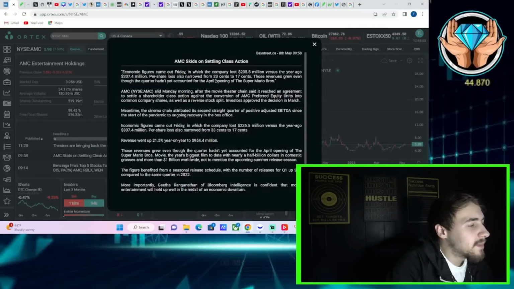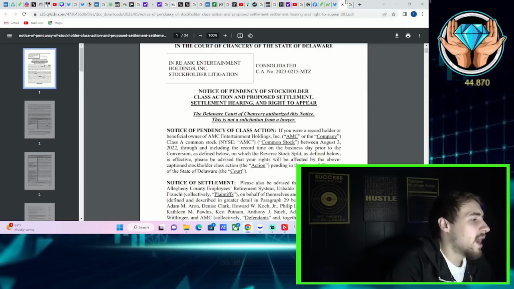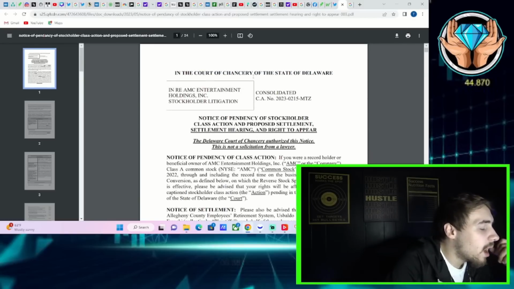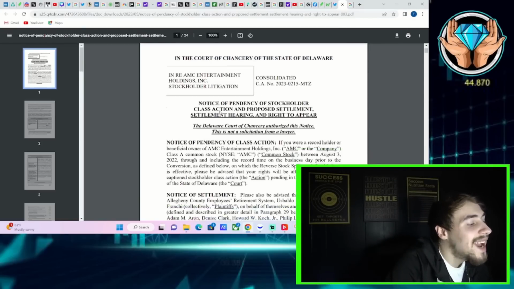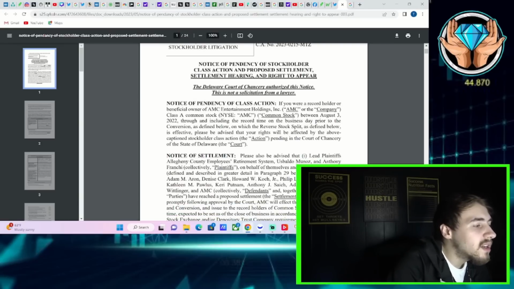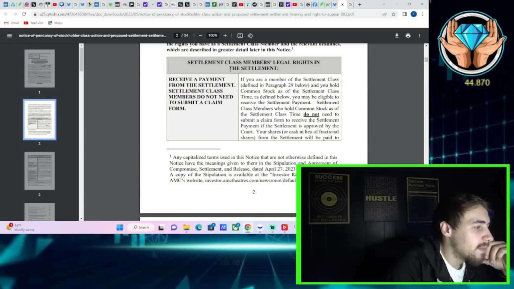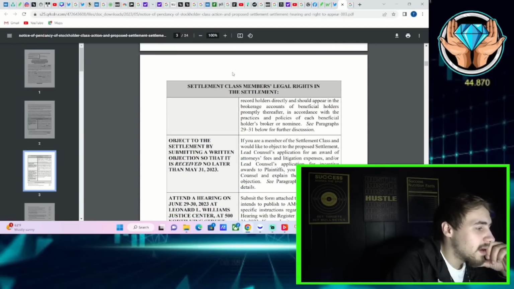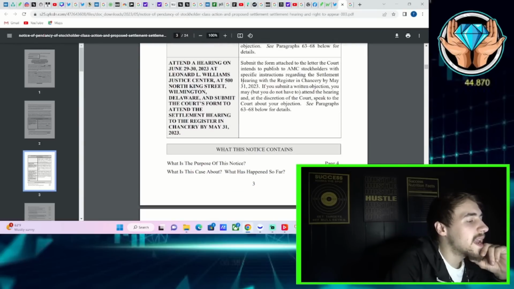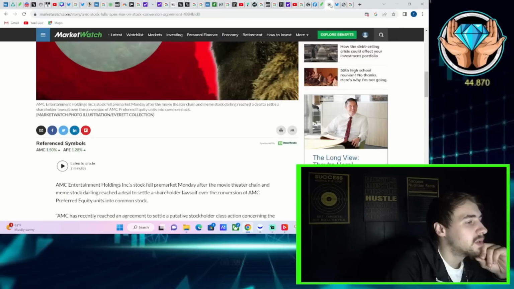And this is an official document. Here's the document. From the Court of Chancery of the state of Delaware. AMC actually filed this, and it's the notice of pendency of stockholder class action and proposed settlement, hearing and right to appear. Basically, an official document about the settlement, right? Saying that all parties have agreed to the settlement.